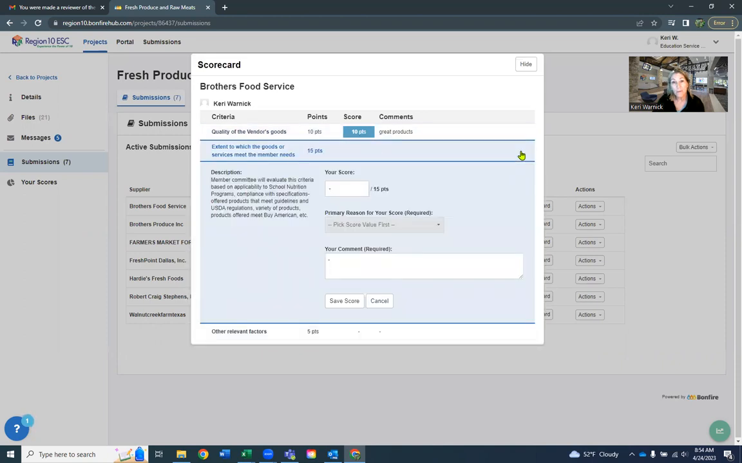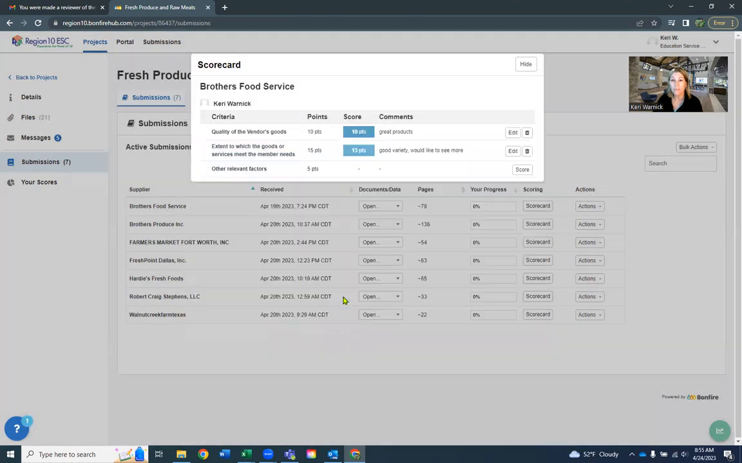Moving on to the second one, I'm going to go ahead and just finish these. Okay, maybe I'm going to give them a 13. And I'm going to go ahead and click other. And let's say good variety. Would like to see more. Okay, save score. And then other relevant factors.